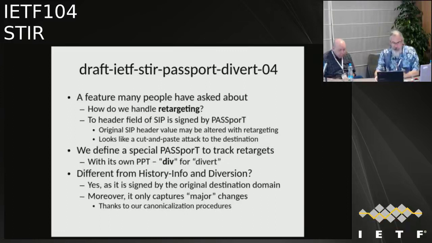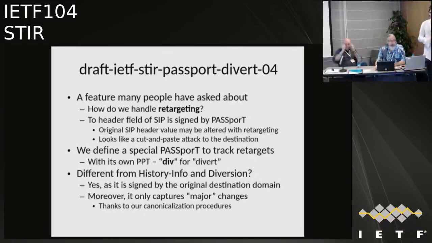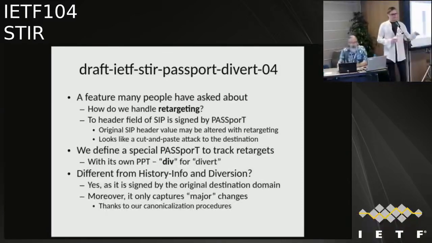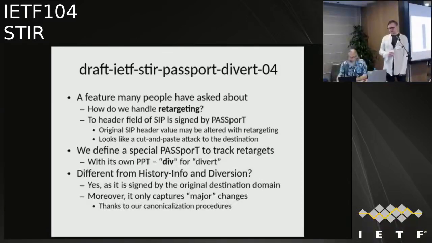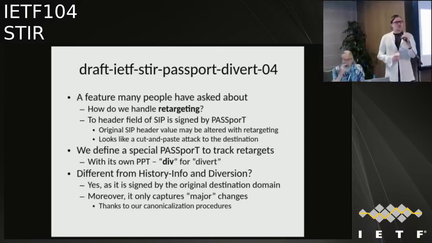This is a problem that's been studied in SIP for some time, this retargeting stuff. So we have History-Info and the Diversion header. This is a little different in part just because it's signed, because it's actually secure, unlike those mechanisms. And moreover, because of the canonicalization that's in STIR, this only really captures the major changes. Next slide. So what's new in 05?